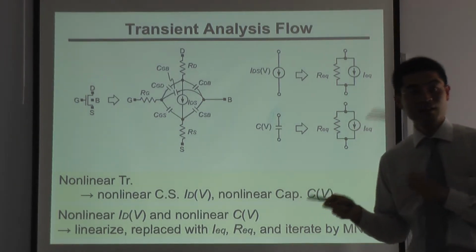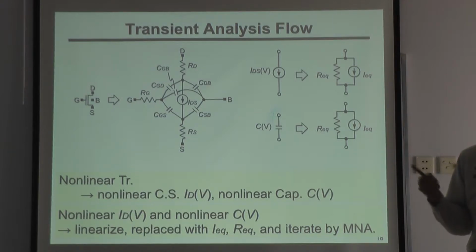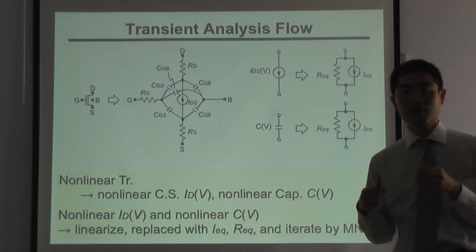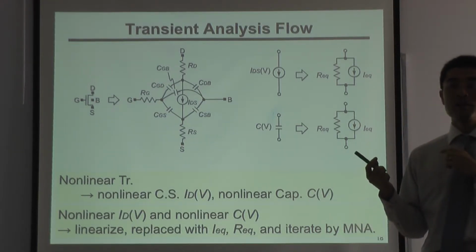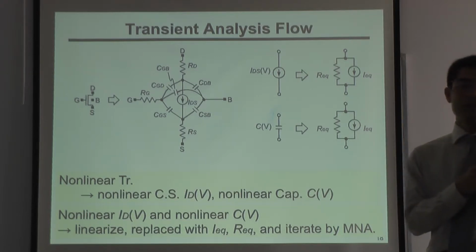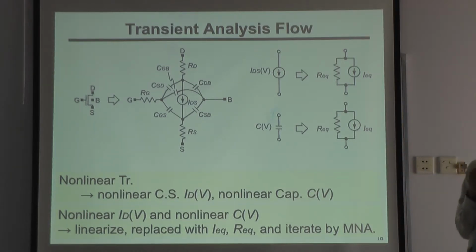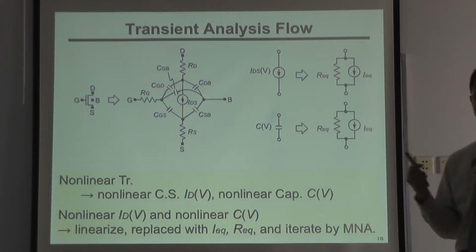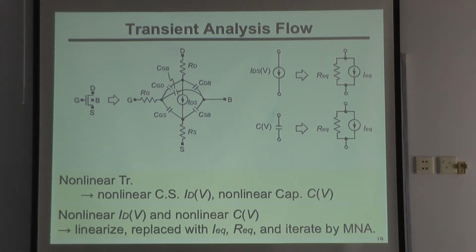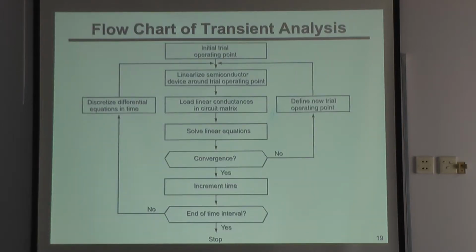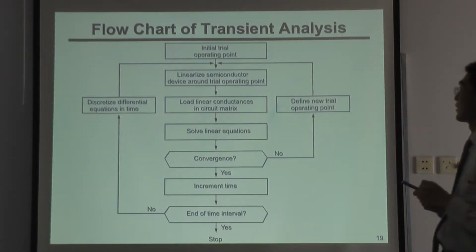multivariate analysis. And if we include the nonlinear element, we can iterate by using Newton-Raphson to get the final result. This is what the SPICE simulator does to simulate the transient analysis. Okay, this is a flowchart.